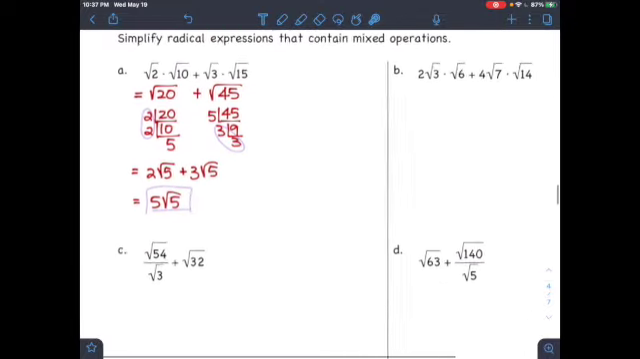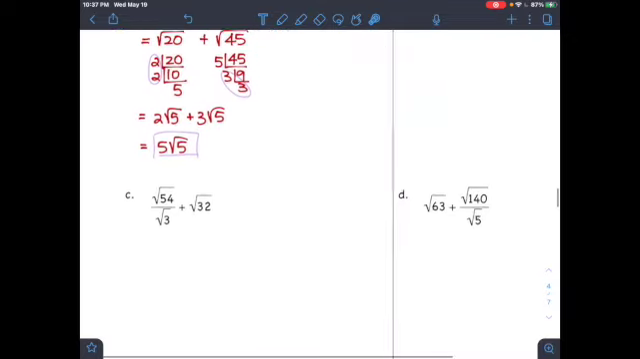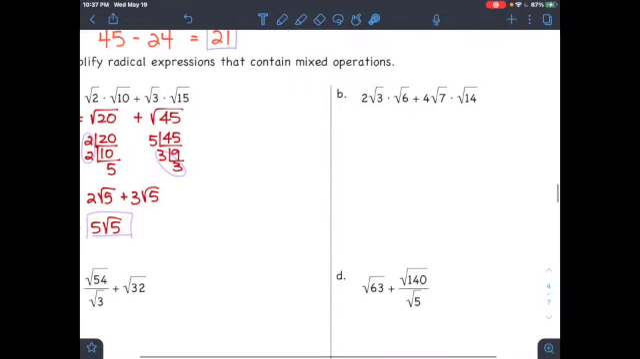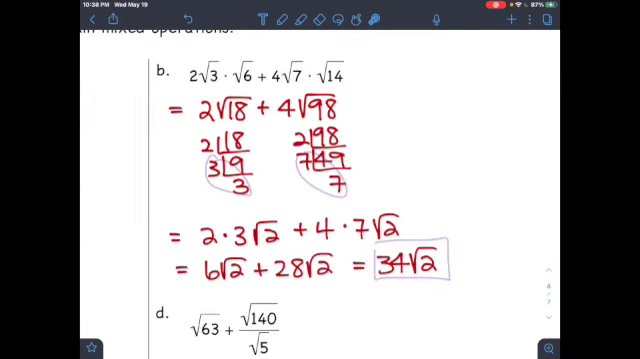Now for the rest of them, please do letter B, and we'll come back and take a look at your answer. For example, letter B, I multiply the numbers inside the square root. So that will be square root 18. So 2 square root 18. I multiply 4 square root 7 and square root 14. That gives me 4 square root 98. I break it down, and then 3 comes out right here. But I also have a 2 right here. Please do not forget it. I'm going to draw it out for you.